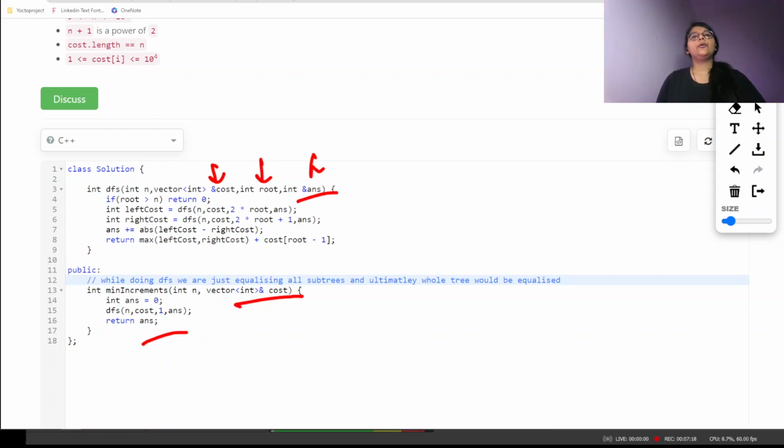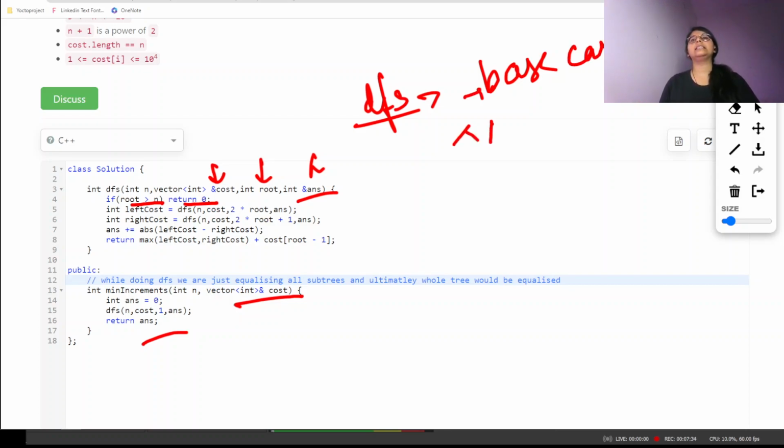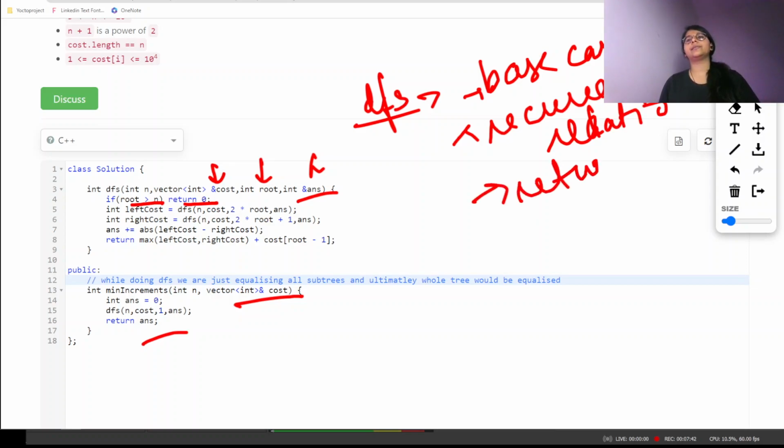Now comes the part: if root is greater than n, then we will be returning 0. That means we have reached our base case. Because for DFS, we are required to have a base case, because DFS is based upon recursion only, right? So we require a base case or recurrence relation, and finally the return statement, meaning how we are returning our answer. So our base case would be this one: when our root becomes greater than n, we are required to return 0, because at that moment we are not required to add anything.